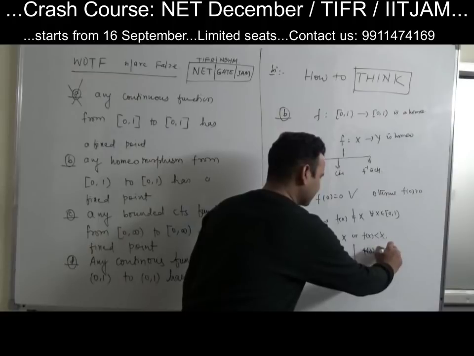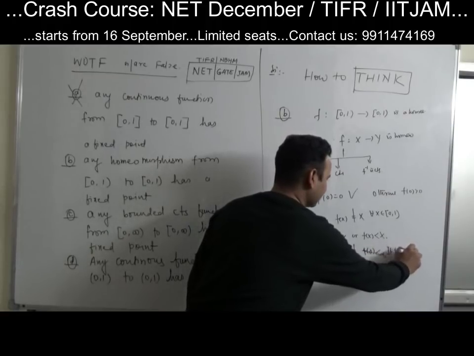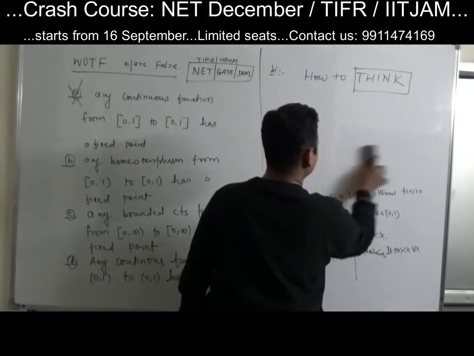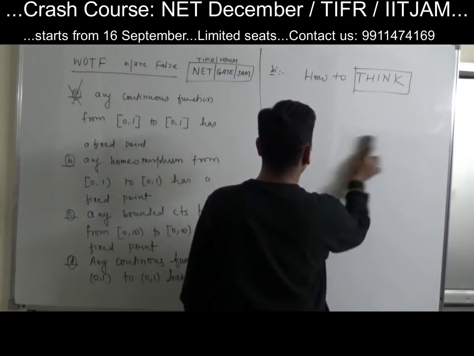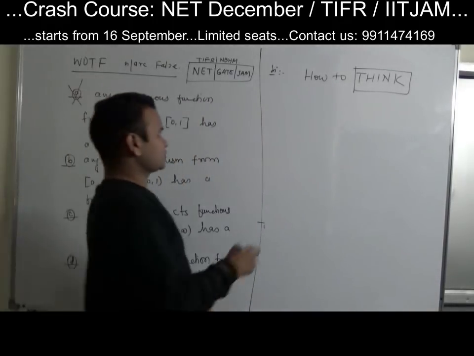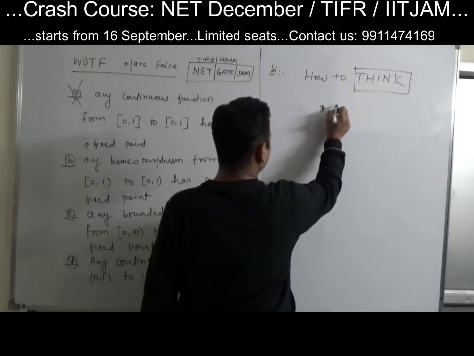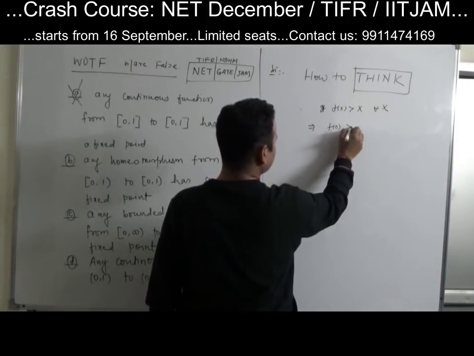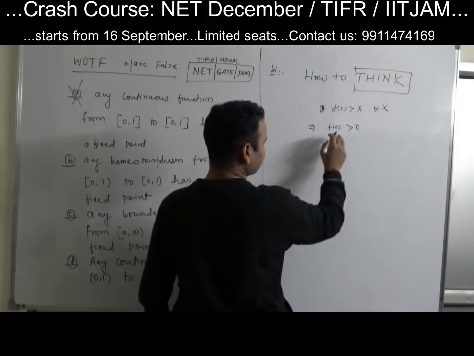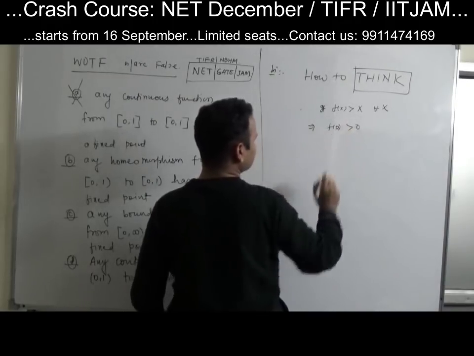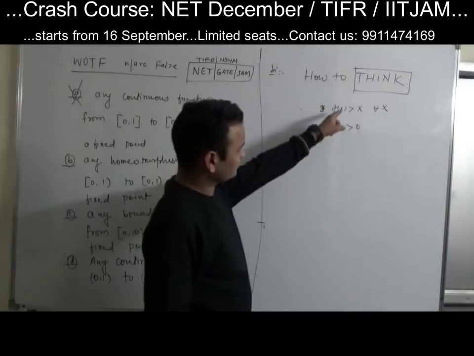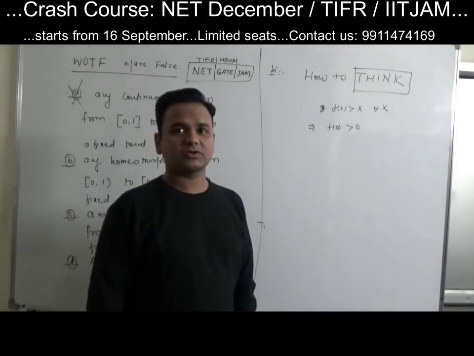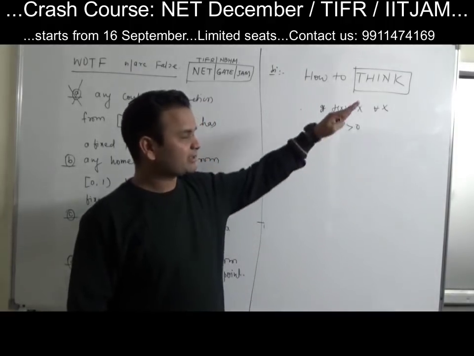And in the other case, you are getting f(0) less than 0. If f(x) is less than x for all x, what will you get? Let me write here, so that it will be very interesting. If f(x) is greater than x for all x, that implies f(0) is greater than 0. And because this function is one-one now, 0 will not be attained. It will be increasing.